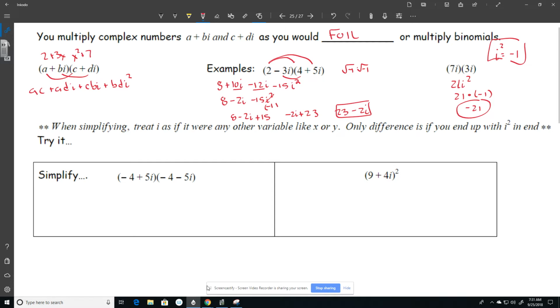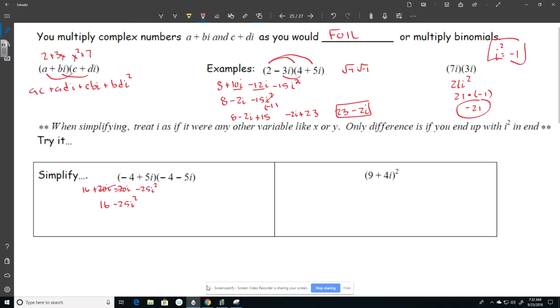All right. Negative 4 times negative 4 is 16. Negative 4 times negative 5 is a positive 20i. Then I move to the insides. 5 times negative 4 is a negative 20i. And 5i times negative 5i is negative 25i squared. So my 20 and my negative 20 cancel out. So I have 16 minus 25i squared.